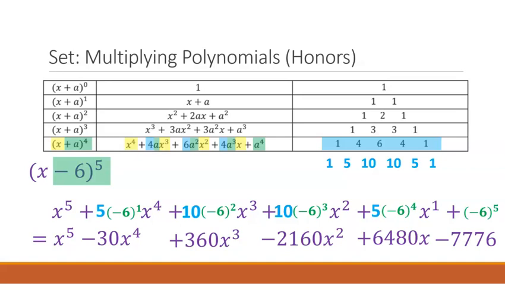Using Pascal's triangle is a much more efficient way to come up with this answer instead of having to multiply out x minus 6 times x minus 6 times x minus 6 5 times.